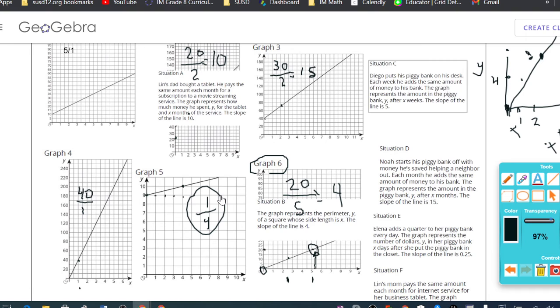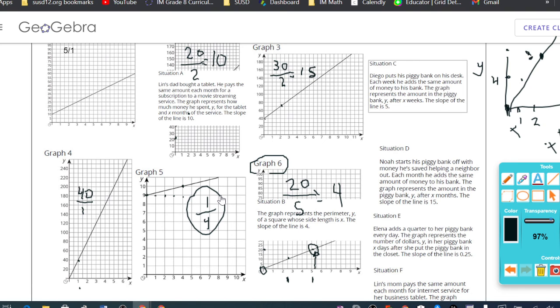Situation C. I'll read it. Diego puts his piggy bank on his desk. Each week he adds the same amount of money to his bank. The graph represents the amount in the piggy bank, Y, after X weeks. The slope of the line is 5. What does that mean, the slope of the line is 5? It means every week he has $5 more in his piggy bank.